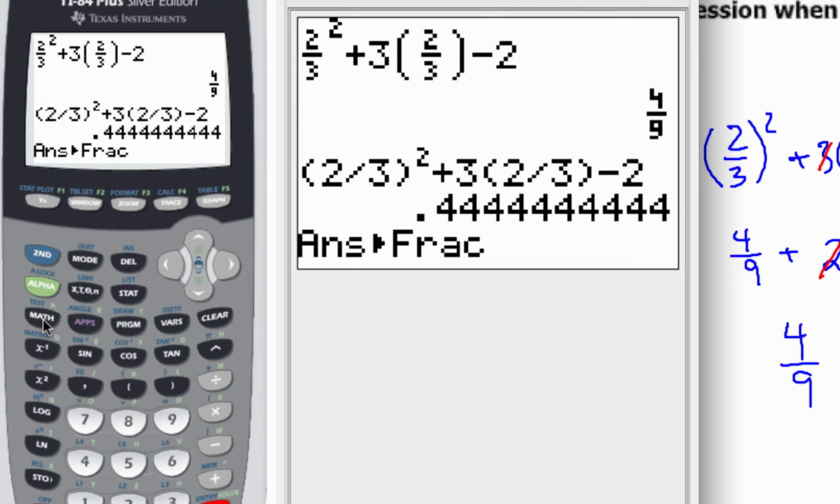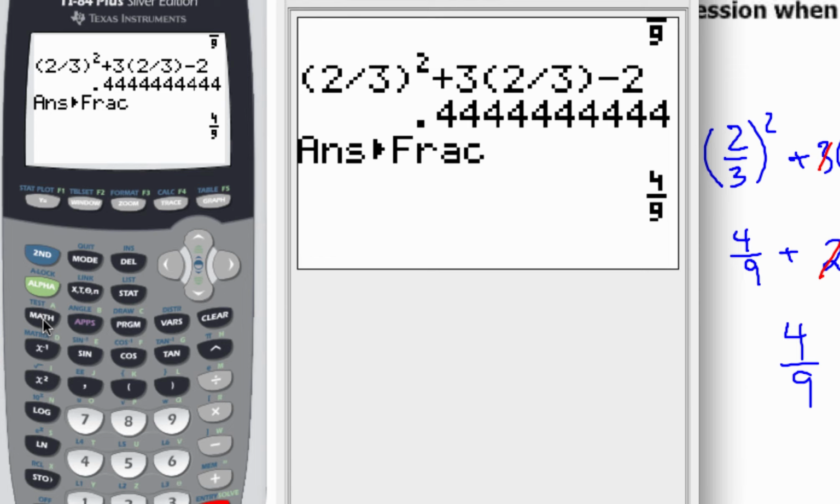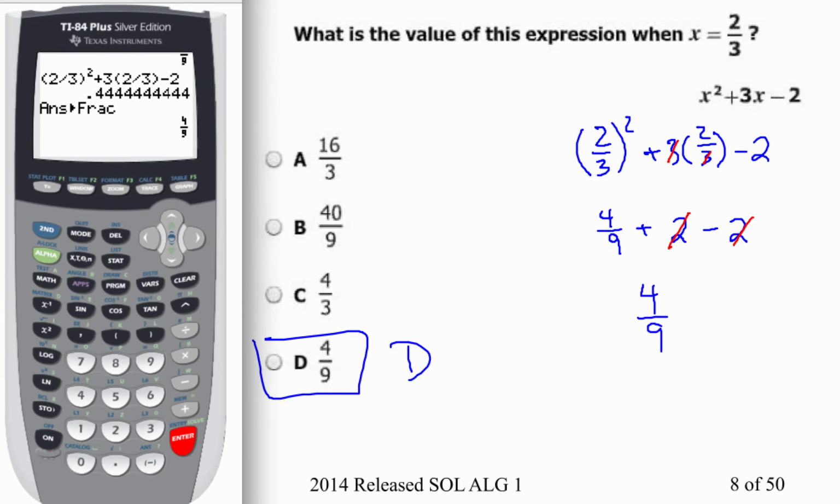So a lot of times you'll hear teachers call this math frac, and what you'll do is you'll just go ahead and enter, and if a decimal can be converted to a fraction, it will give you the fraction, which in this case is 4/9. And again, no matter how we slice it or dice it, we get the correct value for the expression when x equals 2/3 as answer choice D, 4/9.